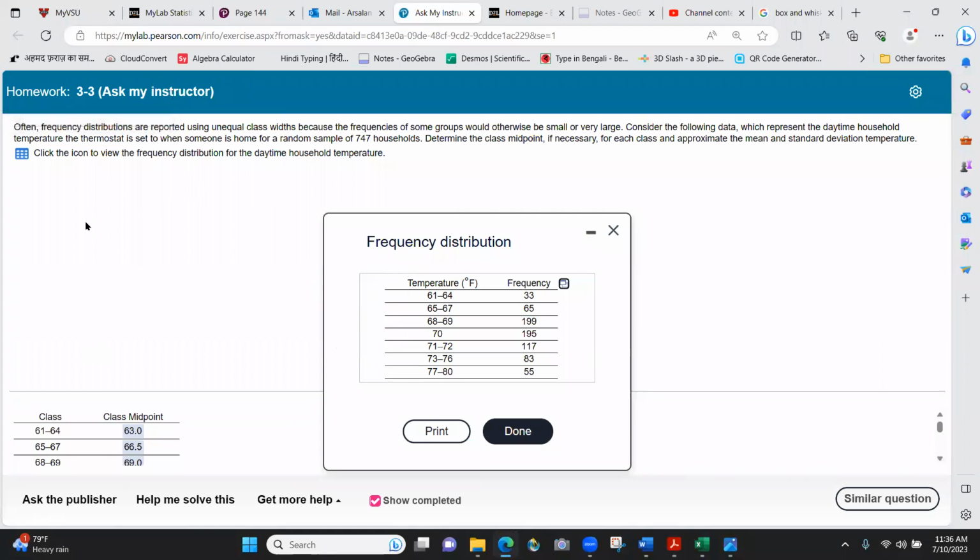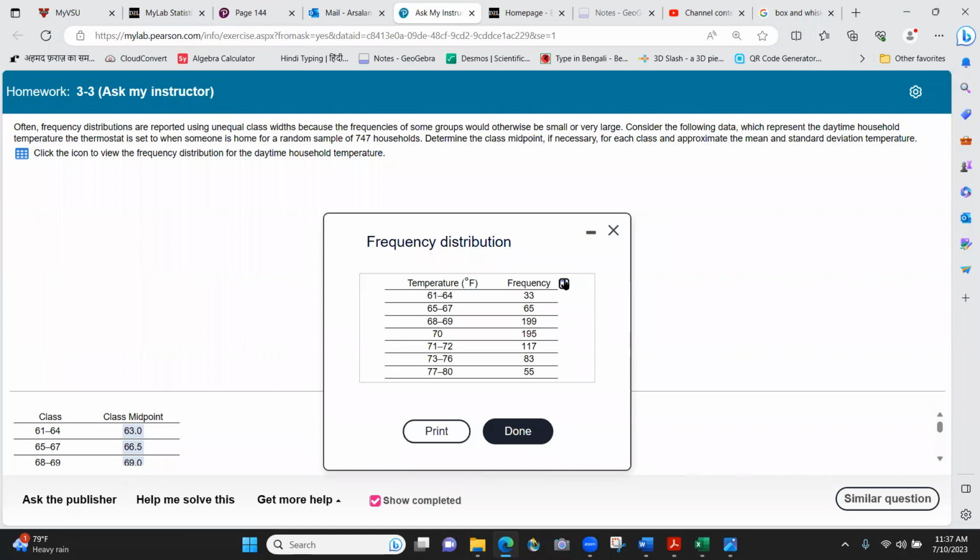It says often frequency distributions are reported using unequal class widths, because the frequencies of some groups would otherwise be small or very large. Consider the following data, which represents the daytime household temperature the thermostat is set to when someone is home for a random sample of 747 households. So we're going to find the sample mean and sample standard deviation.